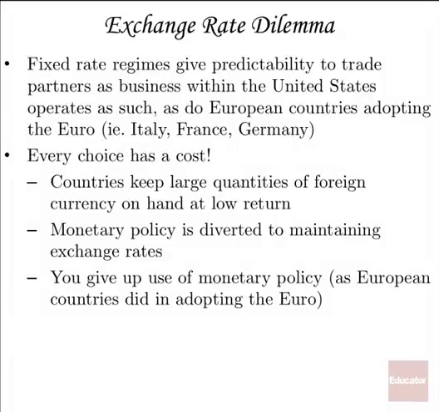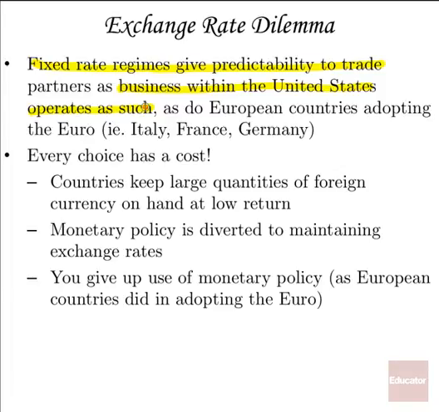So here's the exchange rate dilemma. Fixed rate regimes give predictability to trade partners, as business within the United States operates as such. What does that mean? Well, if you travel from Florida to California, guess what? You have a fixed exchange rate. A dollar in California is exactly the same as a dollar in Florida. So there's no variation. It makes business a lot easier to conduct when you're dealing with the same currency.